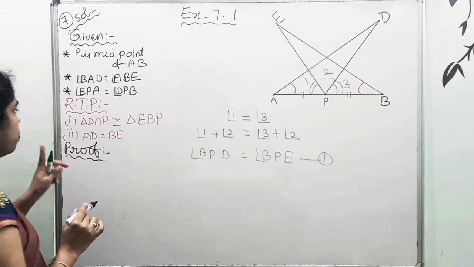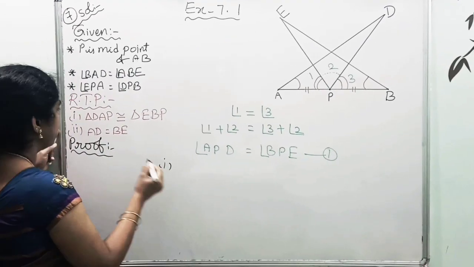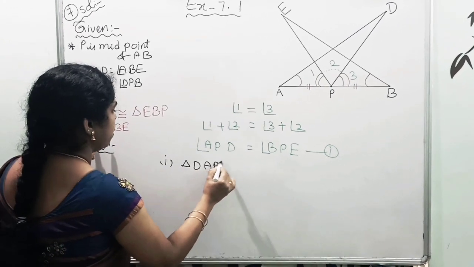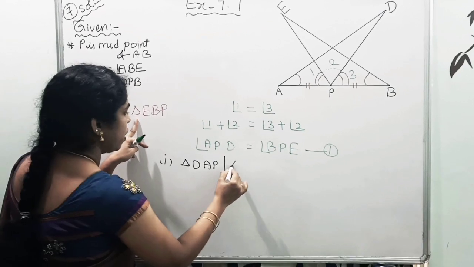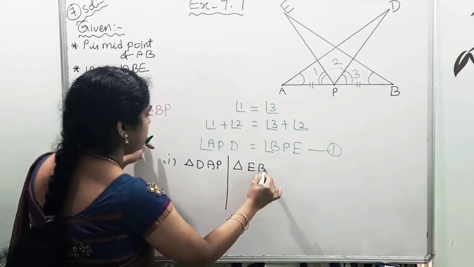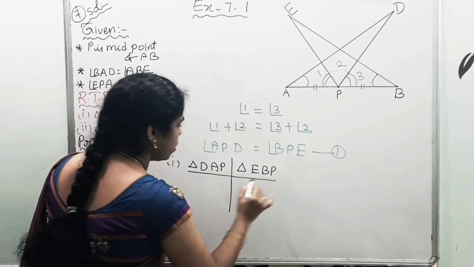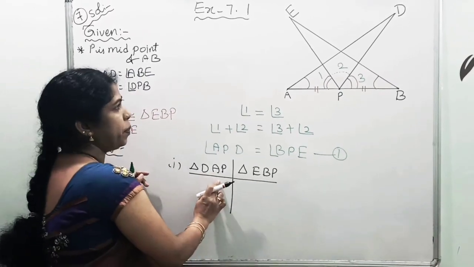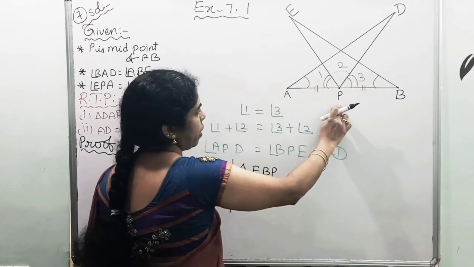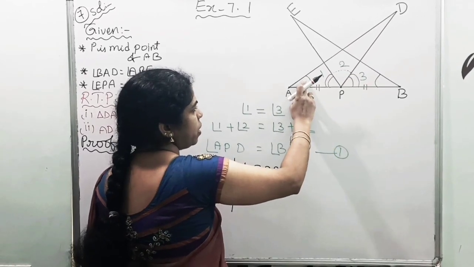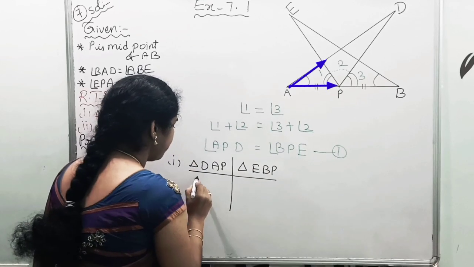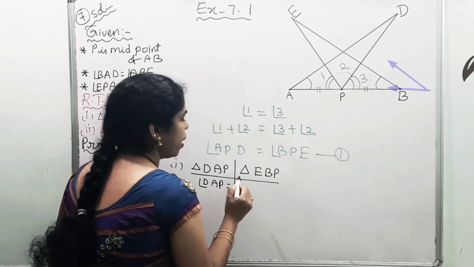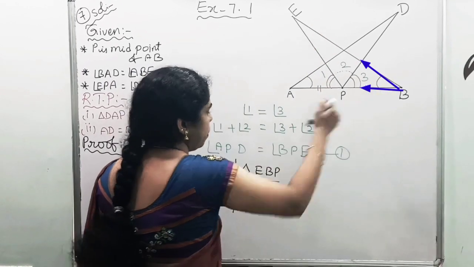Now, they asked us to prove the first point as triangle DAP is congruent to triangle EBP. So in these two triangles, let us find out the equal parts. So in DAP triangle, we already know that angle DAP is equal to angle EBP.